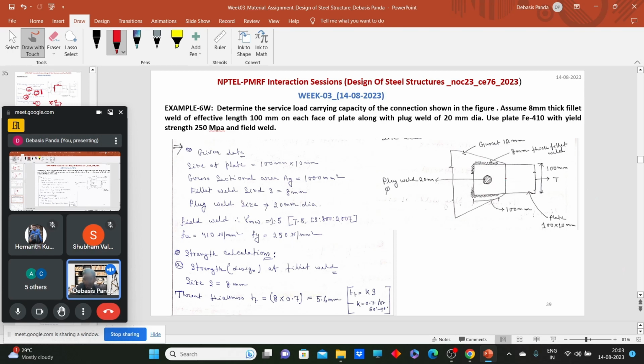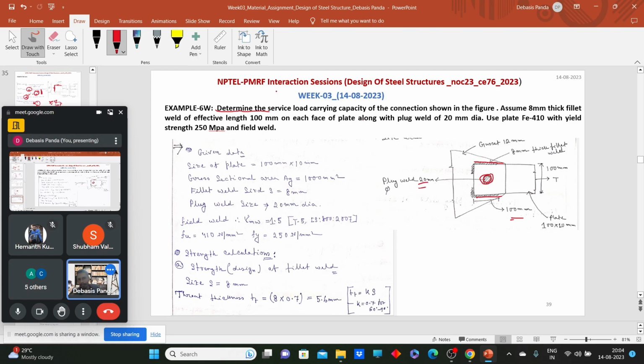Now for example, if we have slot and plug weld, or plug and fillet weld at the same time, how can we calculate the stresses? Here one example is added. It says: determine the service load carrying capacity of the connection shown in the figure. The figure shows a gusset and plate with two kinds of welding. One is fillet weld on these two faces, the length of the fillet weld on each face is 100 mm, and one plug weld is also there, whose diameter is 20 mm.